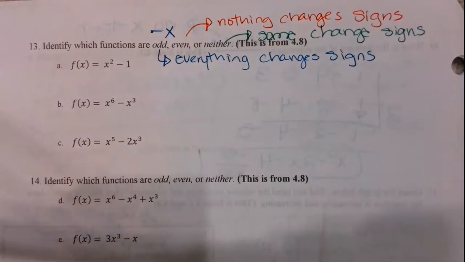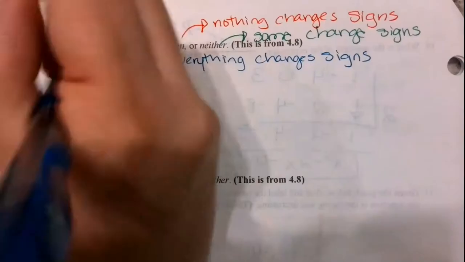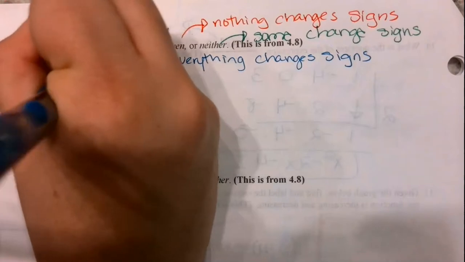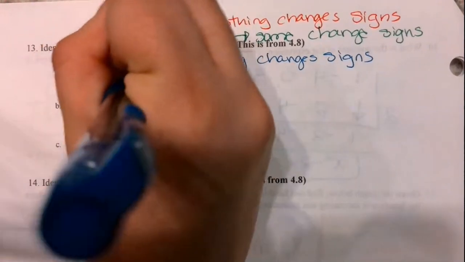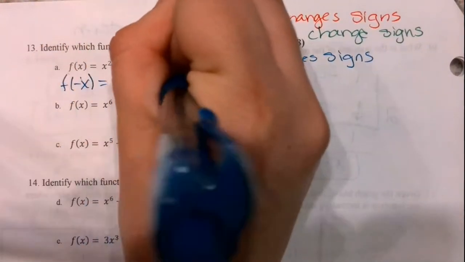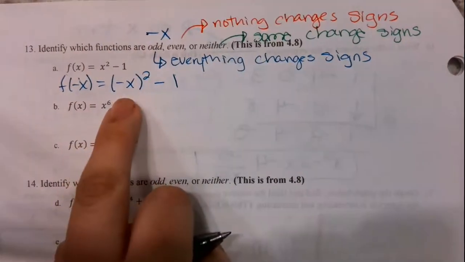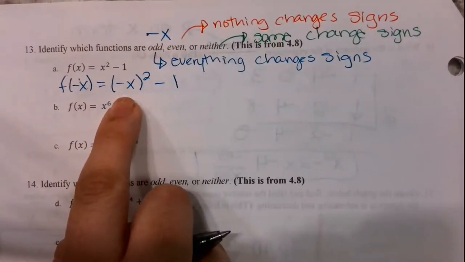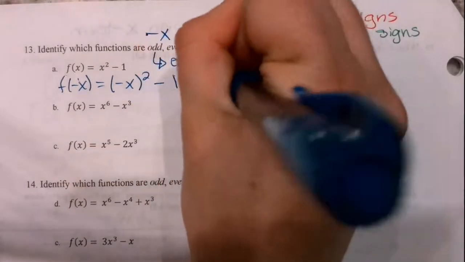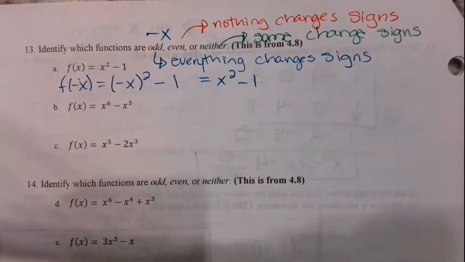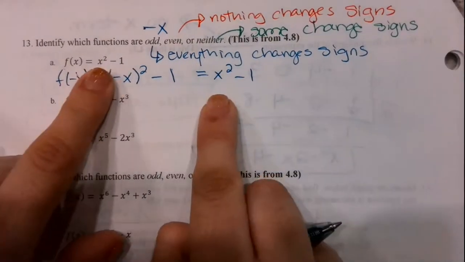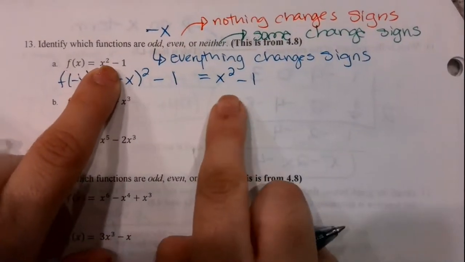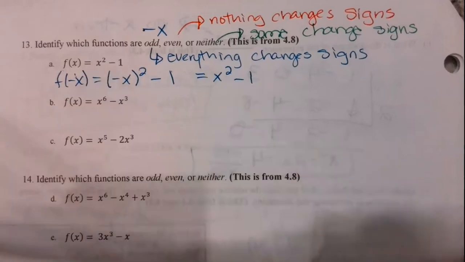Okay. So I'm going to plug in -x. So if I have f of -x, then I'm going to plug in -x, and I have squared minus 1. So (-x) squared, any negative number squared, turns positive. So I have x squared minus 1. This is exactly the same. So exactly the same is even.